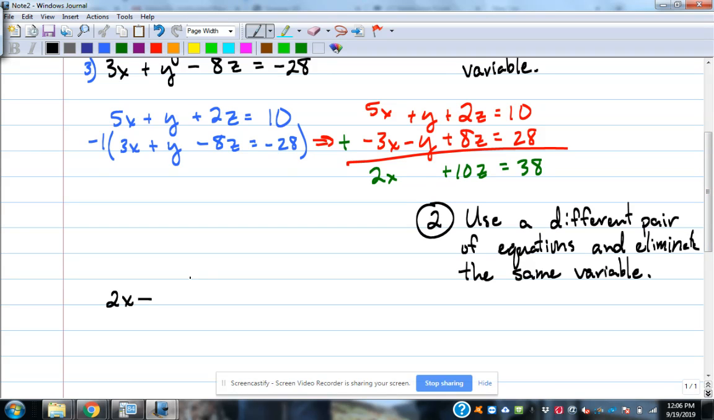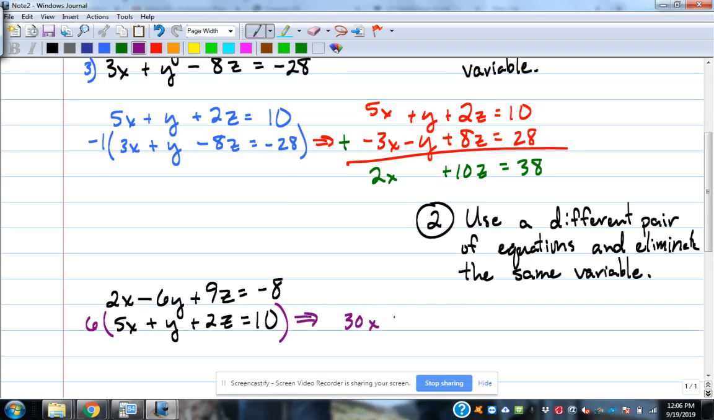We've got 2x minus 6y plus 9z is equal to -8. And then the second equation is 5x plus y plus 2z is equal to 10. And I'm going to multiply the second one by what so that I can eliminate? Got to multiply the whole thing by 6. That's going to give me 30x plus 6y plus 12z is equal to 60. And 2x minus 6y plus 9z is equal to -8.